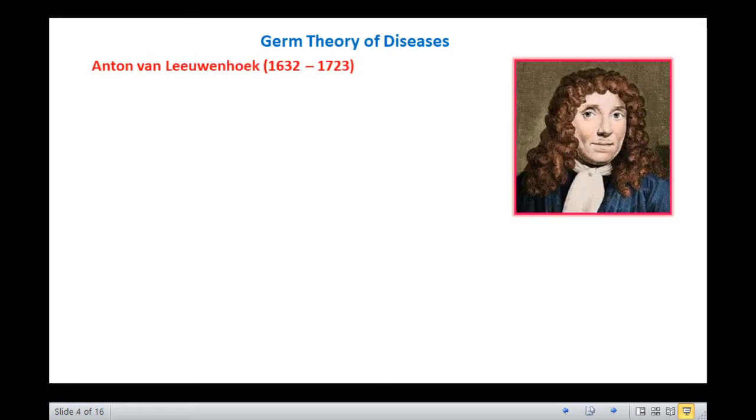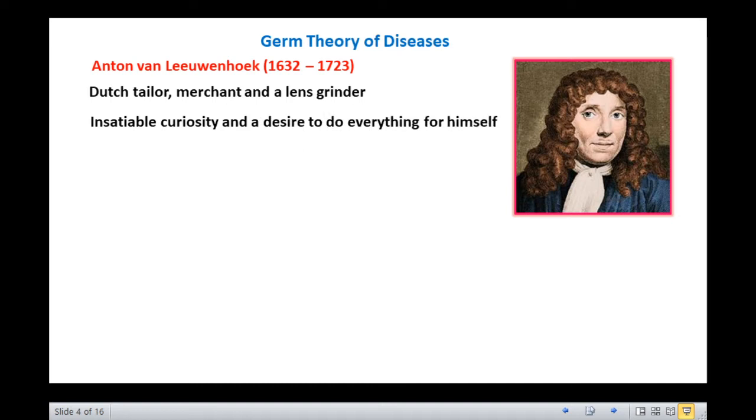Anton van Leeuwenhoek was a Dutch cloth merchant and a lens grinder. He had an insatiable curiosity and a desire to do everything for himself. Now, as a tailor, he needed to examine the quality of cloth. So instead of buying a magnifying lens already available, he ground his own lenses to make microscopes.